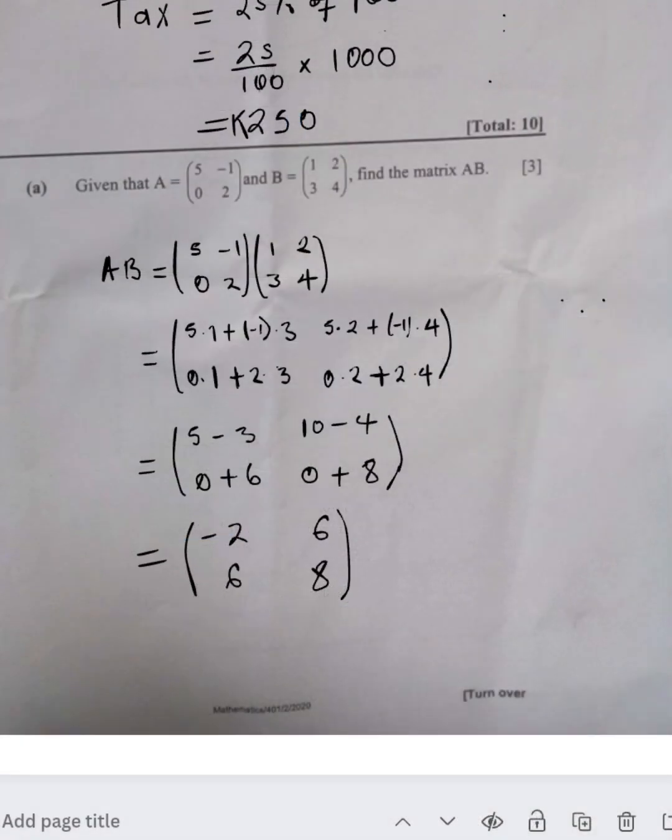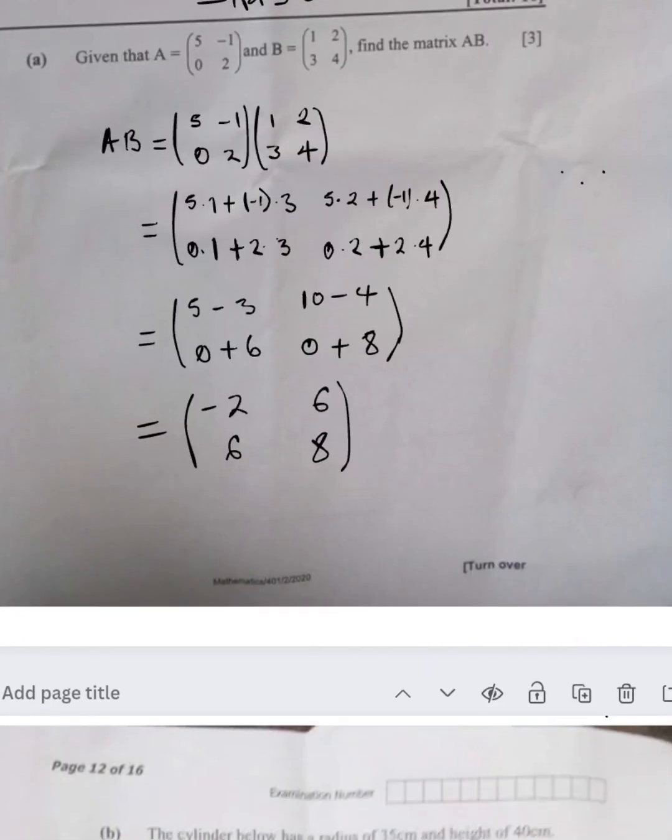The next question is matrix multiplication. This is very simple, row by column. So we have A multiplied by B. So 5 multiplied by 1 plus negative 1 multiplied by 3. And here is 5 multiplied by 2 plus negative 1 multiplied by 4. And 0 multiplied by 1 plus 2 multiplied by 3. And 0 multiplied by 2 plus 2 multiplied by 4, which is 5 minus 3, 10 minus 4. Then this is 0, 6, and this is 0, 8.